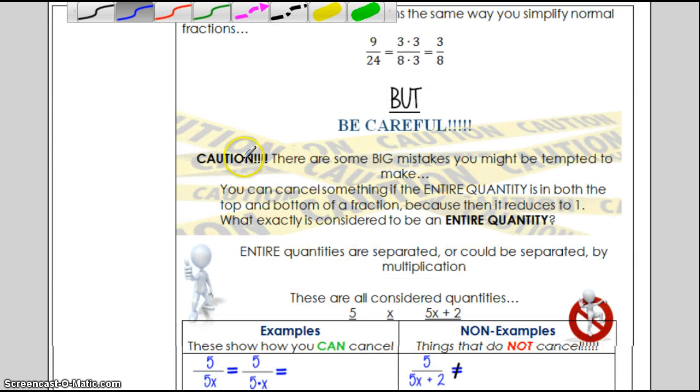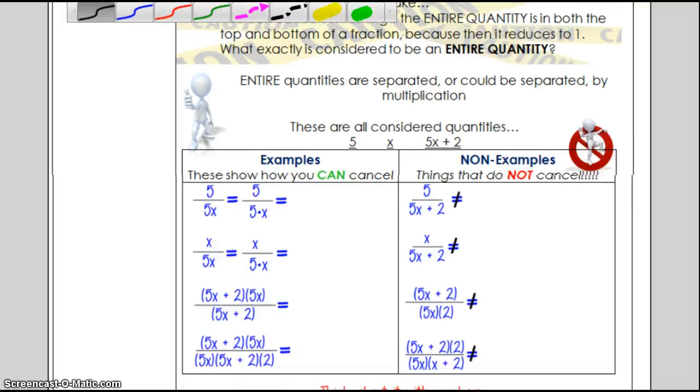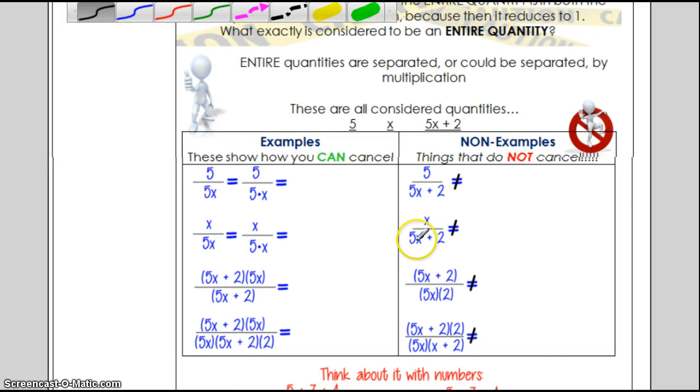All right, so let's go ahead and talk about simplifying, how we can actually simplify some of these things. We need to be careful because there are some big things that we can make mistakes with. We can only cancel out entire quantities. We can't just say, oh, there's a 5 and there's a 5 and they're above each other, so let's cancel them out. It really depends on how they're written. Multiplication is your friend. These are all considered quantities that you could separate with multiplication. And when there is that separation of multiplication or sets of parentheses, then we can go ahead and cancel out things that match up exactly.